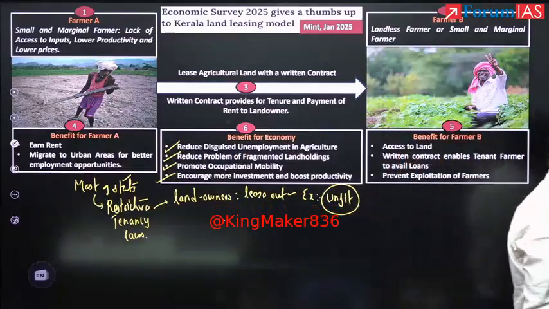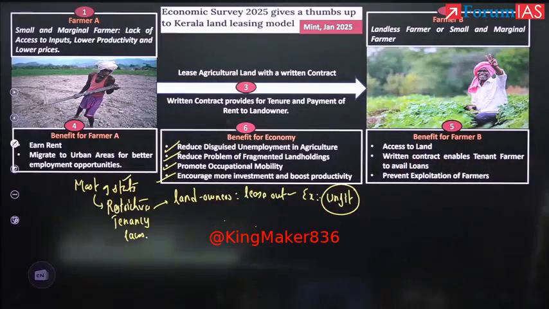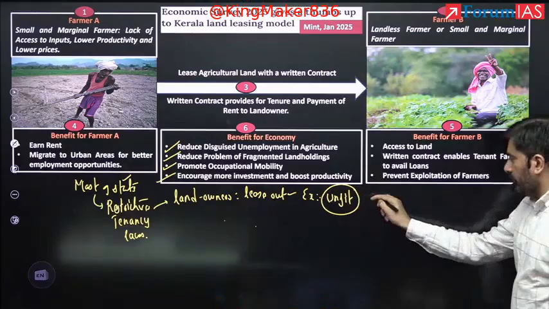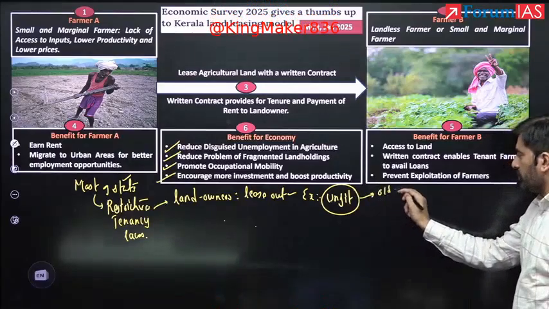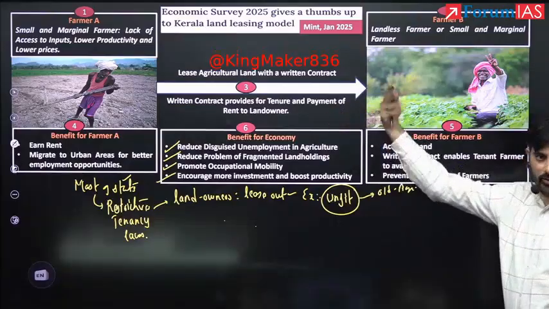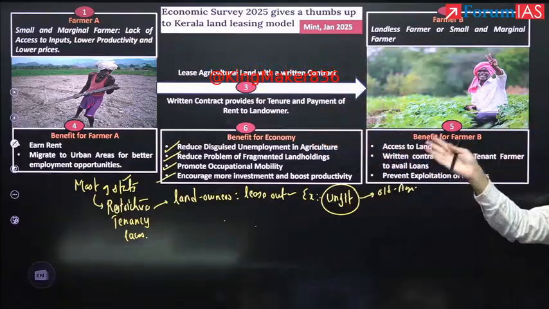Can you tell me an example of landowners who you think are unfit, are probably not capable to cultivate agricultural land? What kind of people could they be? Okay, one is people who are of old age. You are more than 60 years old, you own the land, you cannot cultivate it, you can lease out.